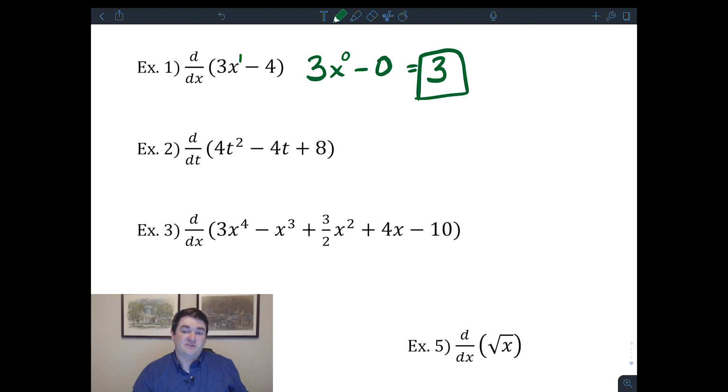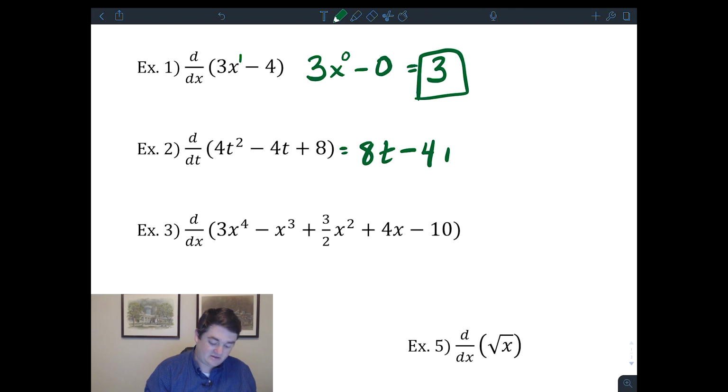In example 2, d/dt, hey wait, there's a t here, not an x. That's okay. It just means take the derivative with respect to t because what comes next is an expression involving t's instead of x's. Don't sweat it. Take the derivative of 4t squared minus 4t plus 8. Well, using the power rule, the derivative of 4t squared, the 2 comes in front. 2 times 4 is 8 t to the first power, minus the derivative of 4t, just like the 3x up above, the derivative of 4t is 4, plus the derivative of 8 is a constant, so it's 0. So my derivative is 8t minus 4.